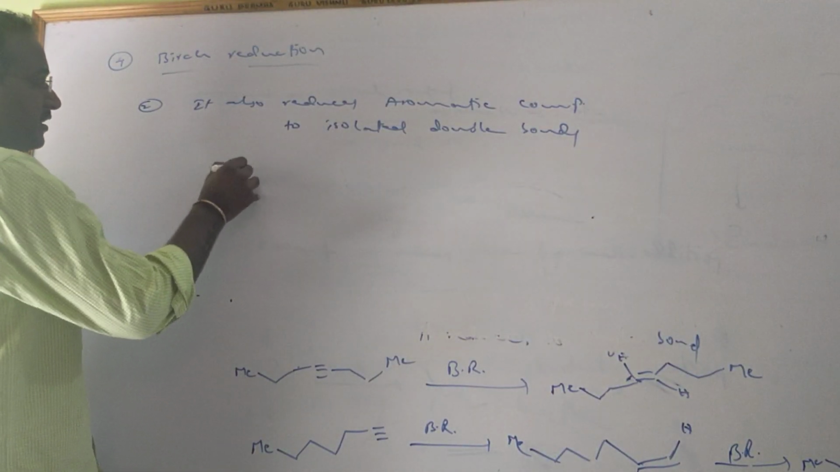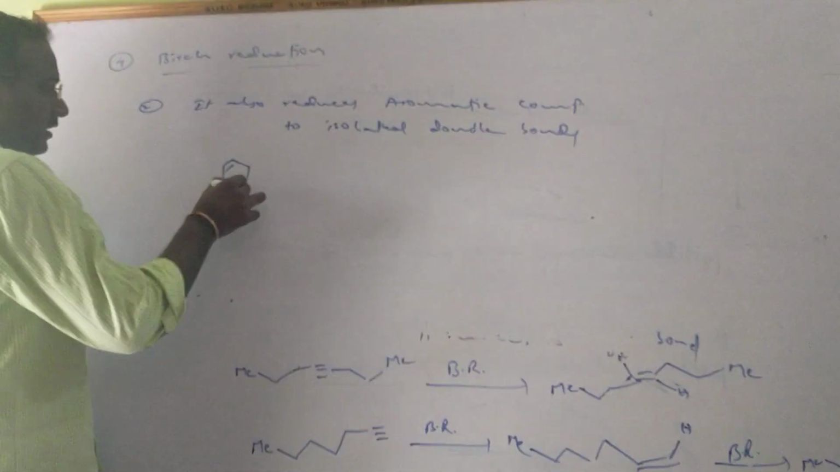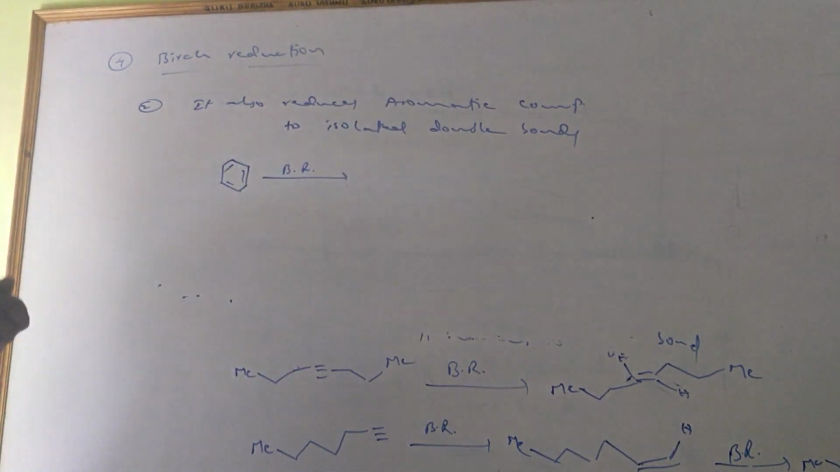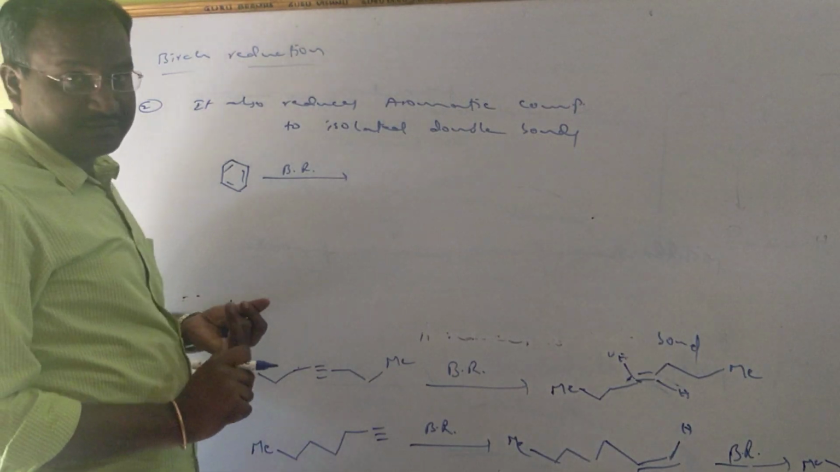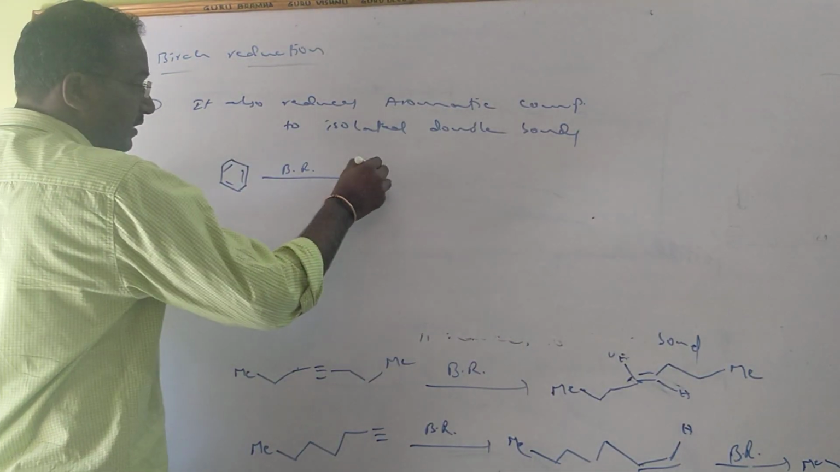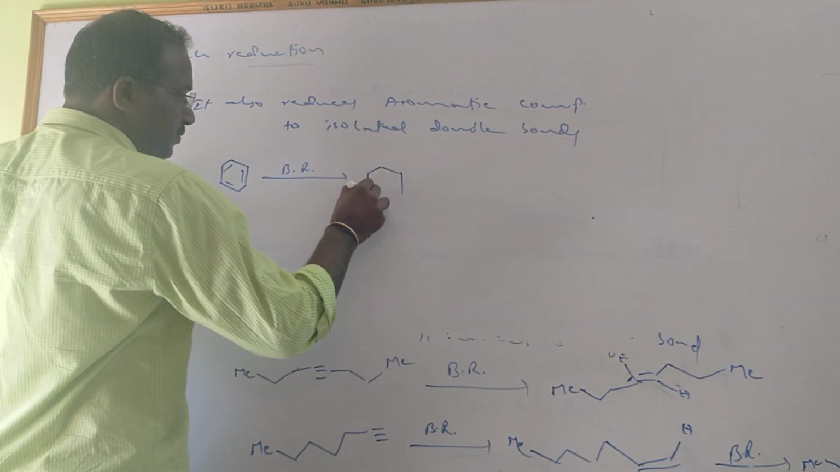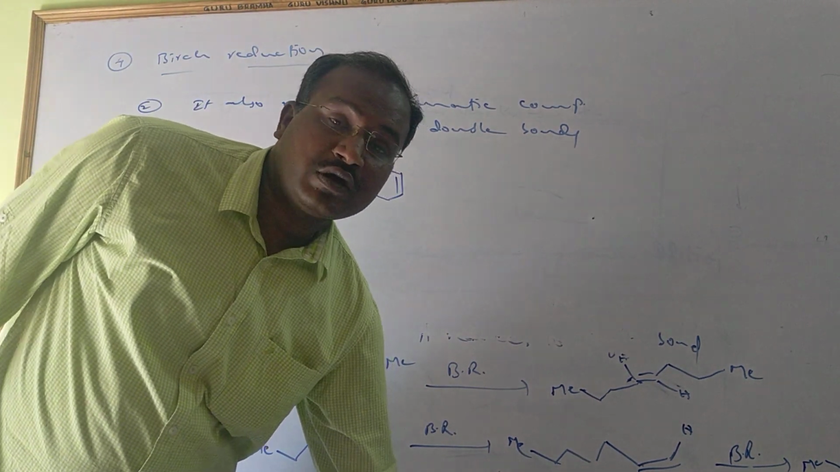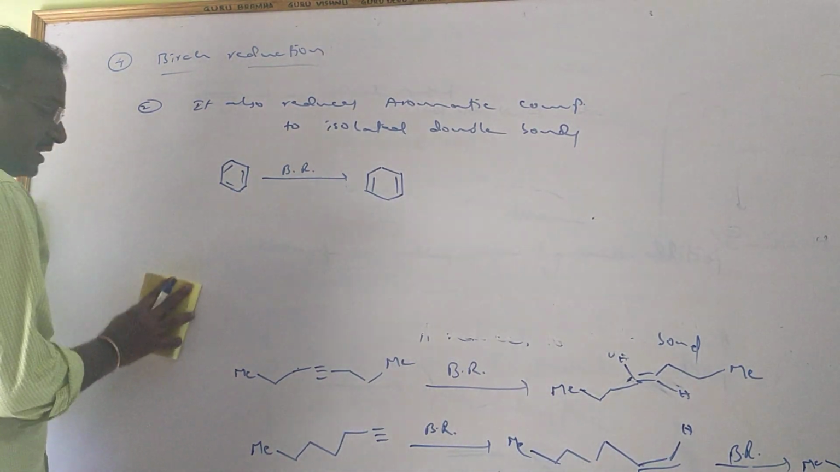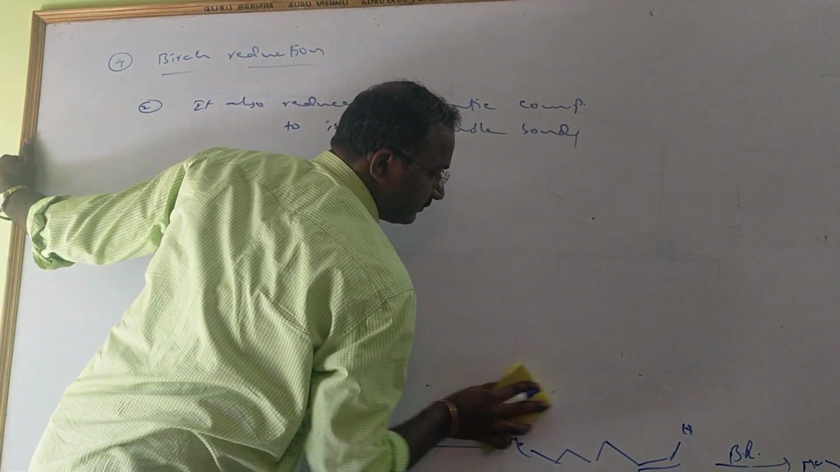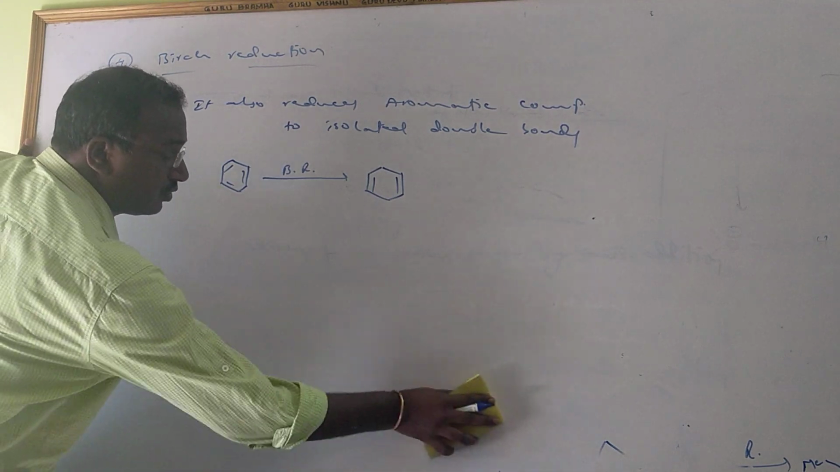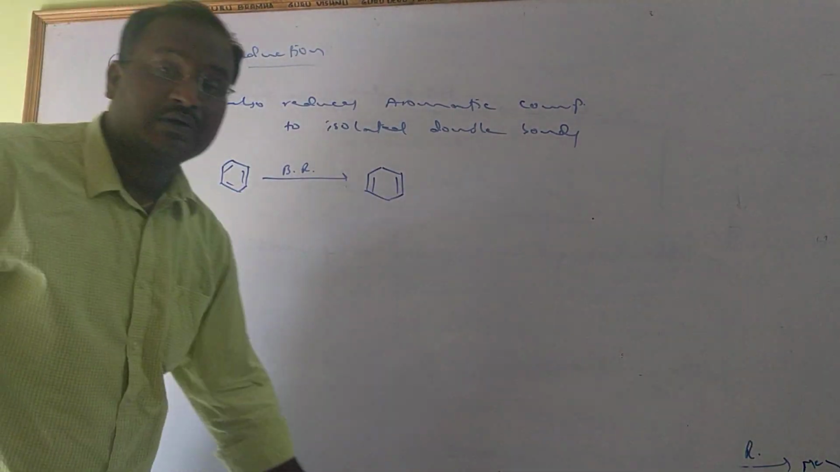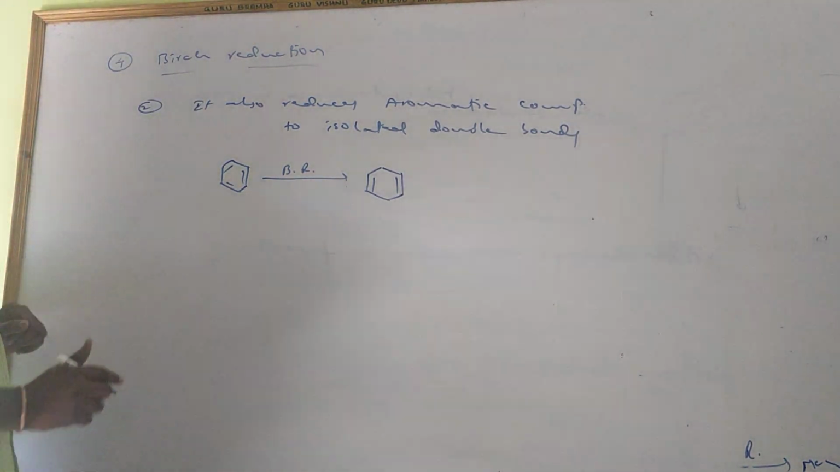Suppose you take benzene, when treated with Birch reducing agent, sodium in the presence of liquid ammonia, or potassium in the presence of liquid ammonia, or cesium in the presence of liquid ammonia, we get this product, isolated double bond, cyclohexa-1,4-diene, we get like that. So aromatic compounds are converted into alicyclic compounds with double bonds.